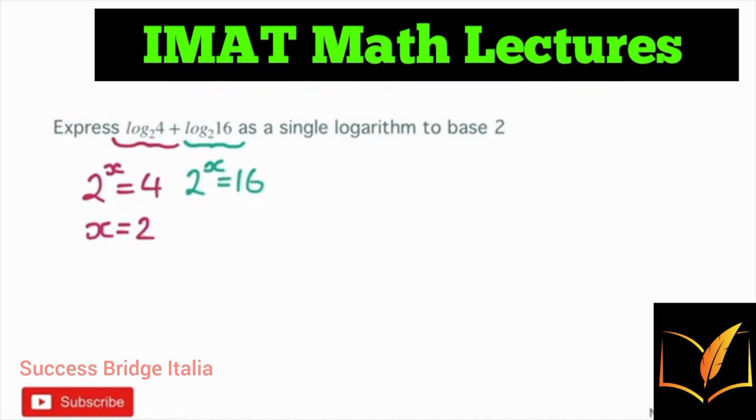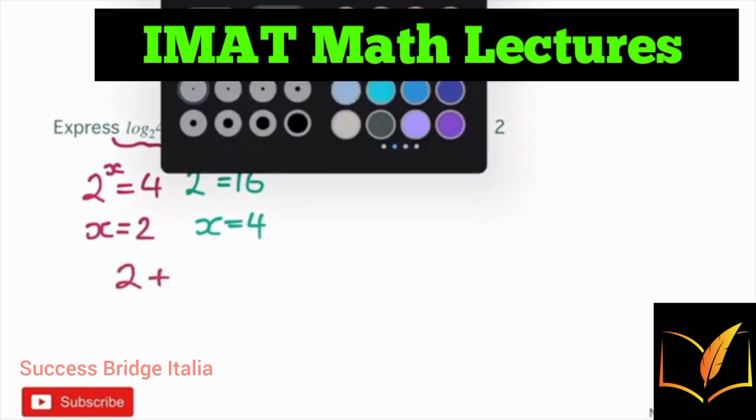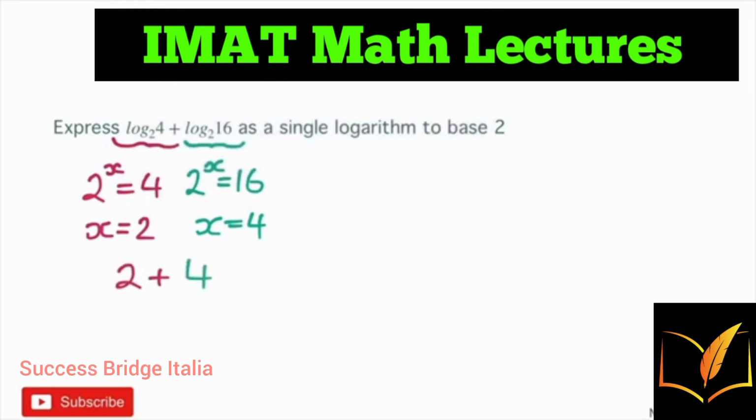Okay, and that power of 2 that gives us 16 is 4, so x equals 4, or the answer's 4. So really what this question is asking us to do is add these two numbers together. So we have 2 plus 4, and let's keep it all in the same colour there, and we know that the answer for that is 6. 2 plus 4 is 6, but obviously it wants it as a single logarithm to base 2.